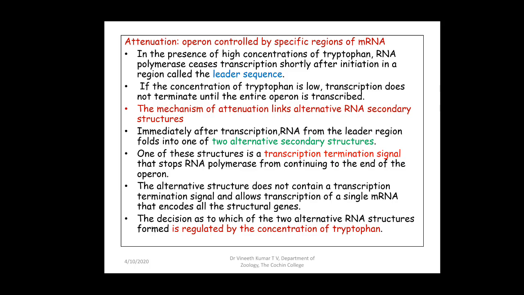But in the other case, the alternate secondary structure will activate the RNA polymerase to transcribe the entire operon and continue producing the enzymes which are required for the synthesis of tryptophan. So this is all about the tryptophan operon as well as the lac operon.